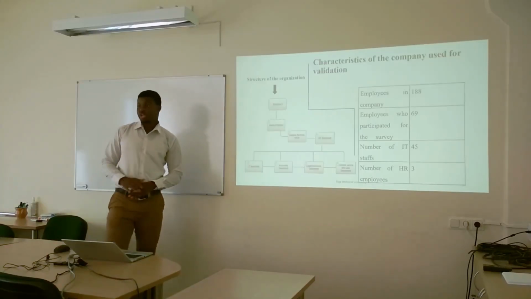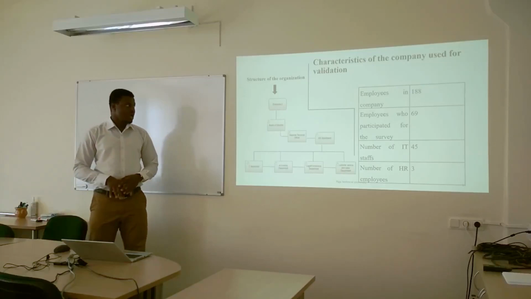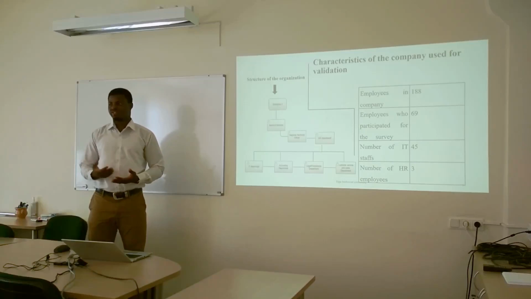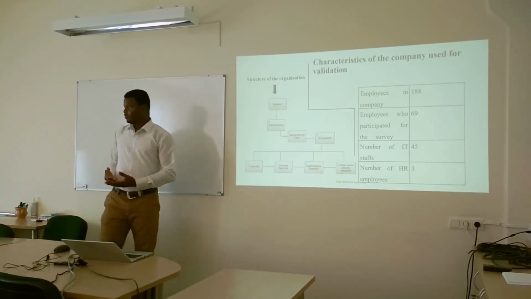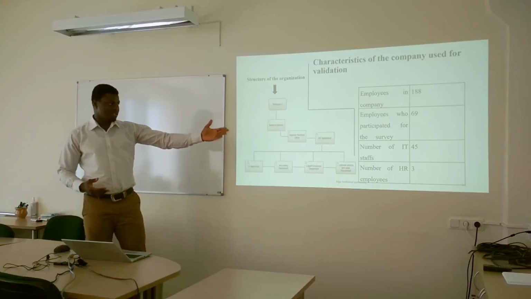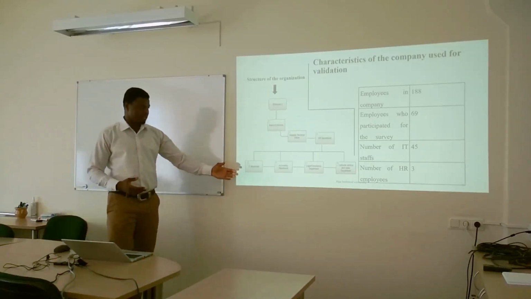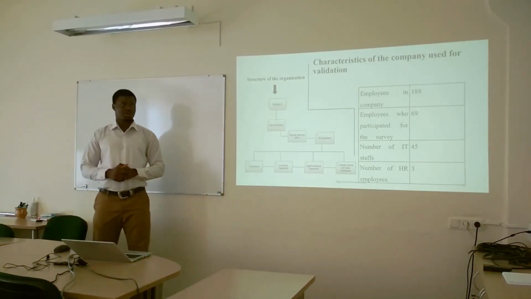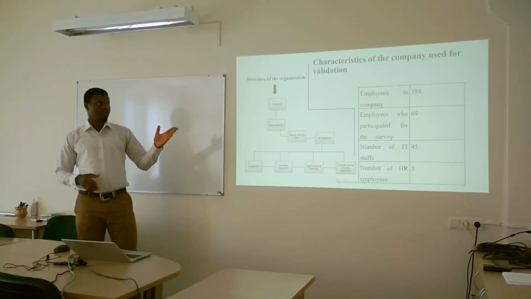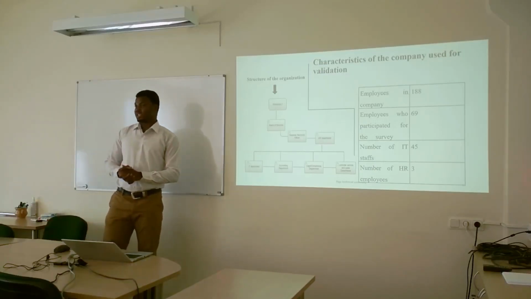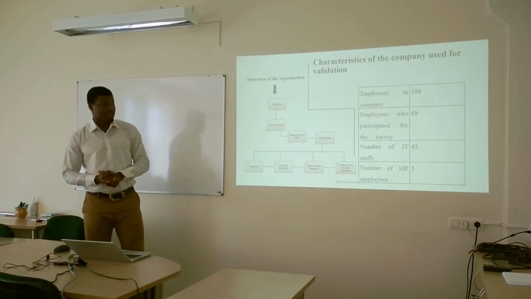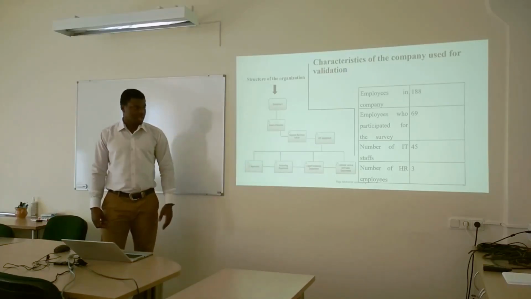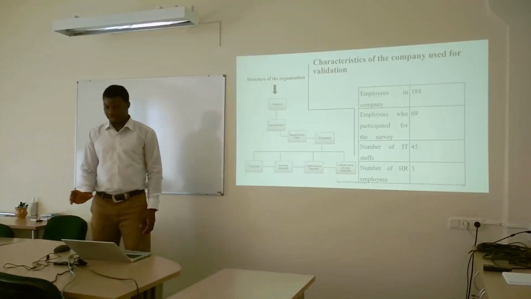Then further on, the structure of the organization which I used for my analysis. For security purposes, I was not able to name the organization, so I called it Enterprise X. It had a board of directors, regional technical officers, HR department, IT department, accounting department, legal compliance, and customer service. The number of employees in the organization is about 288 people. The number of employees who participated in the survey which I did was about 69. The number of IT staff was 45, and the number of HR employees was only 3.